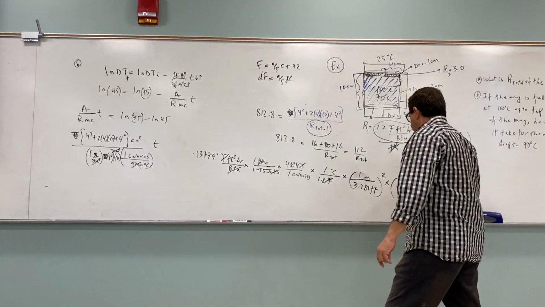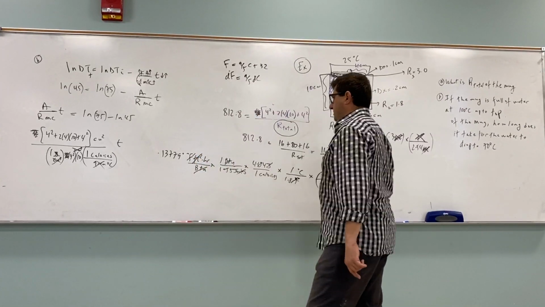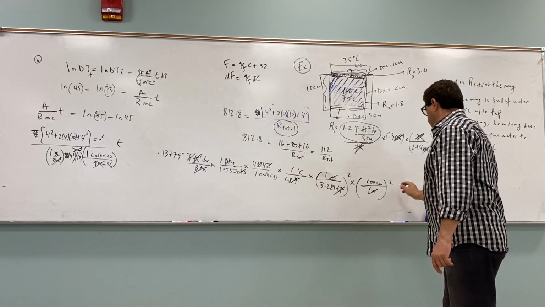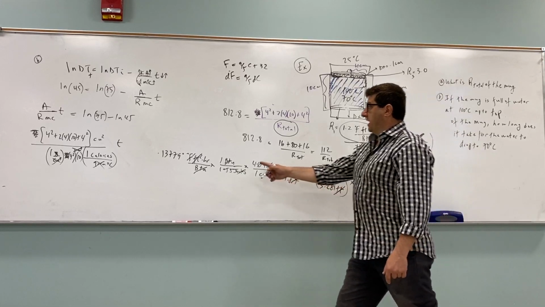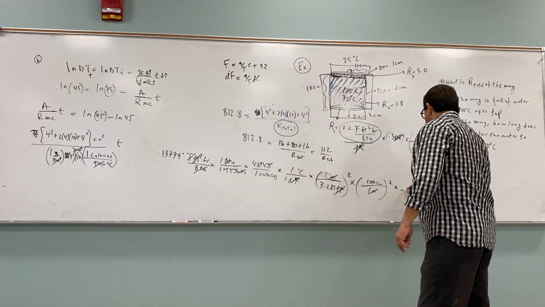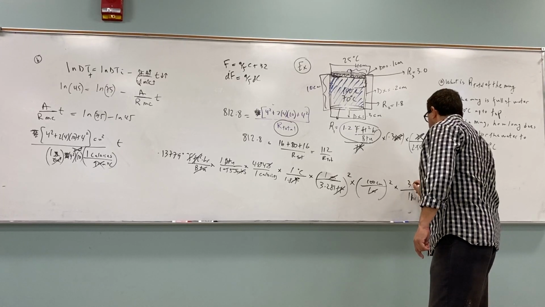So then the meter squared cancels the meter squared, the foot squared cancels the foot squared. Then what's left? The hour, 1 hour is 3,600 seconds.